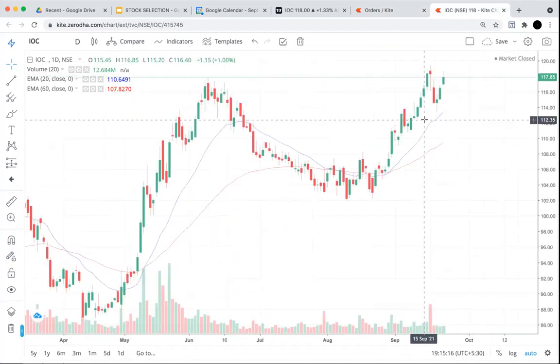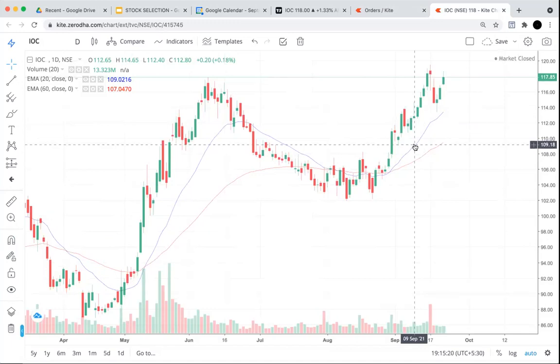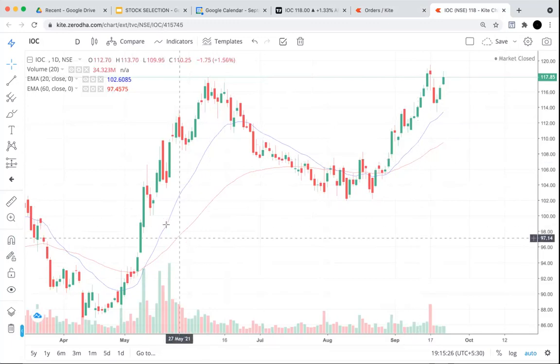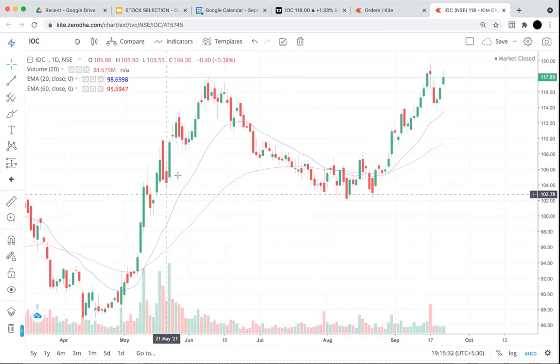Okay, see, I have the blue and the red line. So the blue line is the 20-day moving average and the red line is the 60-day moving average. So the basic idea is if the 20-day moving average is above the 60-day moving average, it is trending up. Okay, you see that's happening.